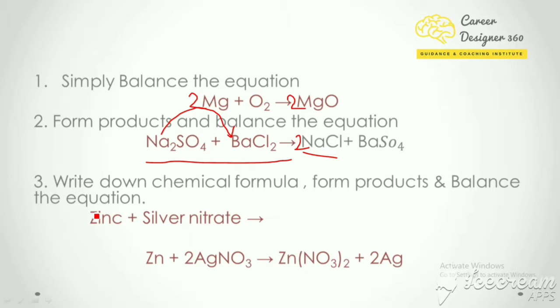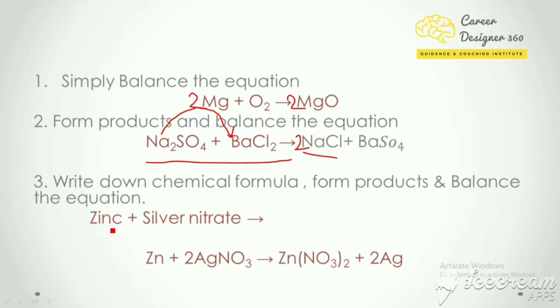Coming to the third or the last type in which a question can be framed. So this is the most difficult one. Here you have to write down the chemical formula for different chemical compounds, and then form the products and then balance the equation. As the example goes, zinc plus silver nitrate.